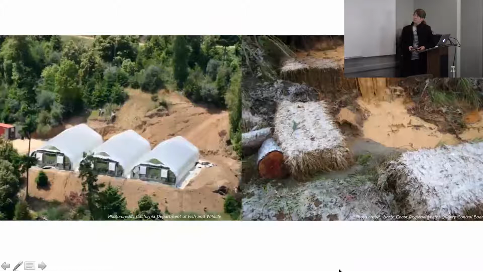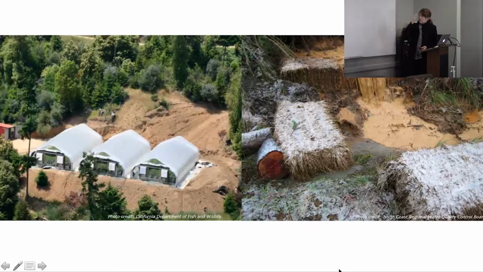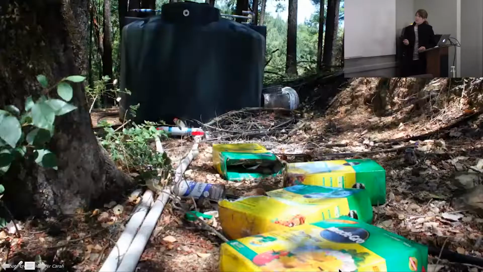So what does that look like on the ground? There isn't great data on water quality impacts associated with cannabis cultivation at this point, but there's some pretty good anecdotal evidence that the impacts are significant. This is a photograph on the left from California Department of Fish and Wildlife and on the right from the North Coast Regional Water Quality Control Board. These are the kinds of things that they say they see on a regular basis when they go out and they're undergoing regulatory or enforcement activities around cannabis cultivation. Pretty significant issues with erosion and then the resultant impacts to water quality.